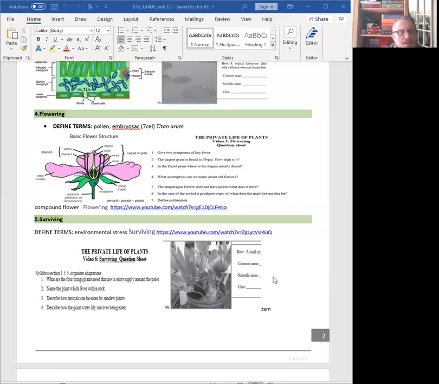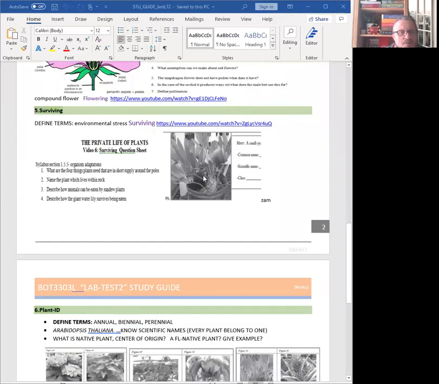Next lab is the surviving lab. This is about plant survival. Basically, first we need to know the 4 things plants need for survival, and also some environmental conditions we discussed that limit survival, and how plants are very flexible and very resilient, and they survive in environments like that.